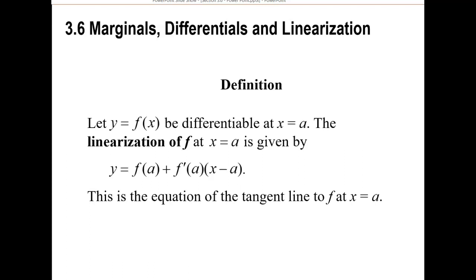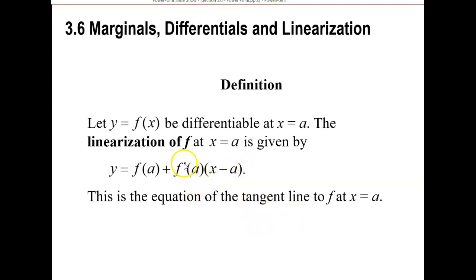All right, so let y equal f of x be differentiable at a. Then what we call the linearization of f at a is given by this equation. This is just the same thing as the equation of a tangent line at a point, just written in a different form. So y equals the y value, f of a, plus f prime of a times x minus a. It is the equation of the tangent line to f at a.